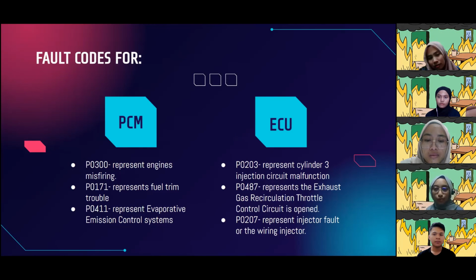As for the ECU, we have P0203, representing a cylinder 3 injector circuit malfunction. The next one is P0487, representing that the exhaust gas recirculation throttle control circuit is open. And the last one is P0207, representing an injector fault or injector wiring.